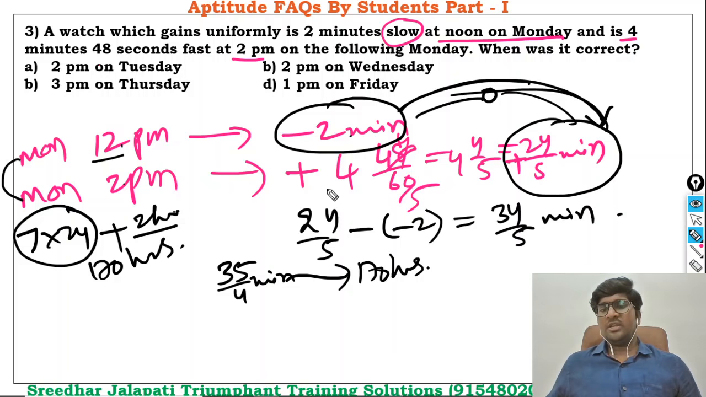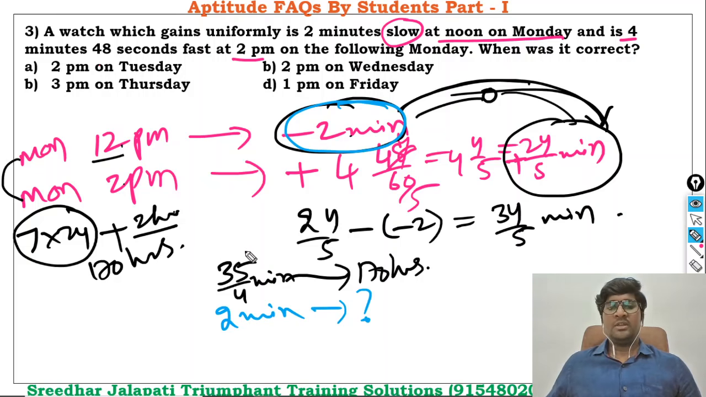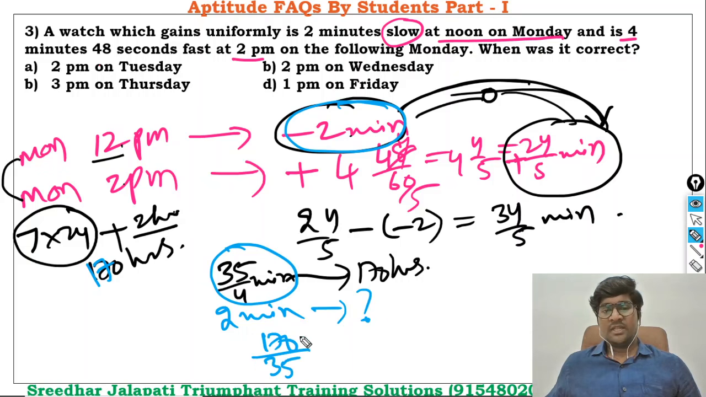Initially, by how many minutes is this clock slow? 2 minutes slow. So to gain those 2 minutes, how much time does it take? I repeat, to gain 34 by 5 minutes takes 170 hours, that is Monday 12 p.m. to next Monday 2 p.m. Then to gain 2 minutes, how much time does it take? How do we calculate this? 170 by 34 by 5 will come to the numerator, into 2.